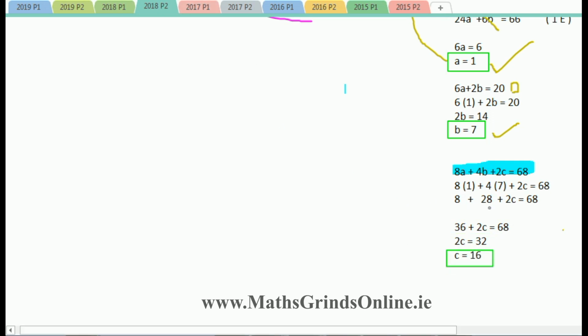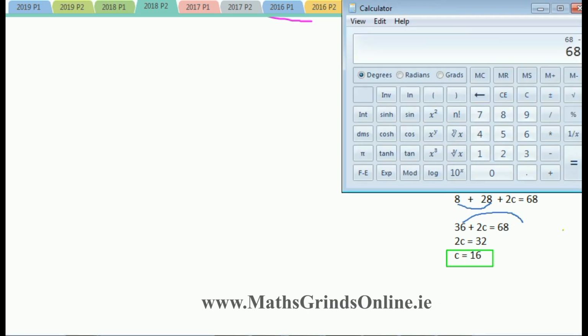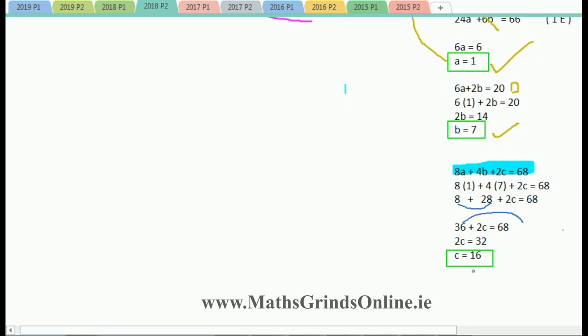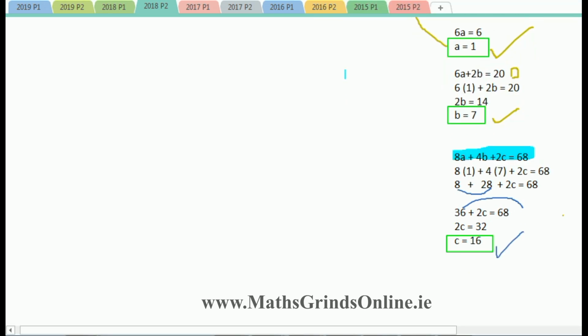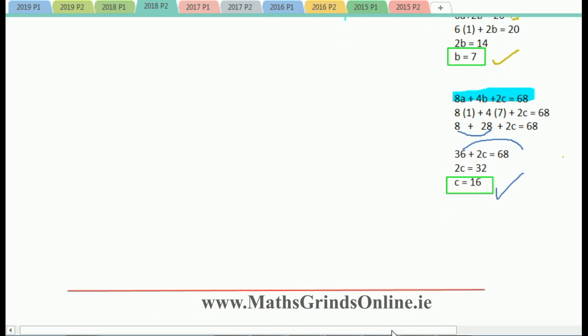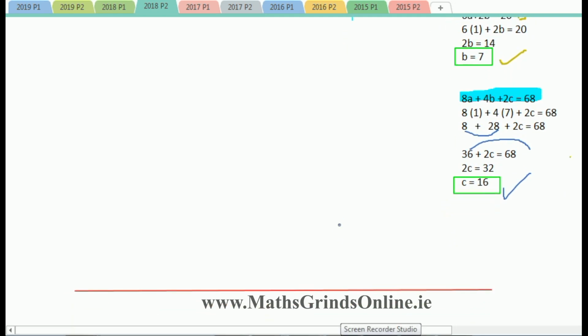So that gives me 8 plus 28 plus 2c is equal to 68. 8 and 28 is 36. So I get 36, I can bring that over here. So 2c is equal to 68 take 36. And 68 take 36 is 32. So 2c is equal to 32, c is equal to 16. So I now have worked out a, b, c, and d for that equation there. So that's the end of this question.